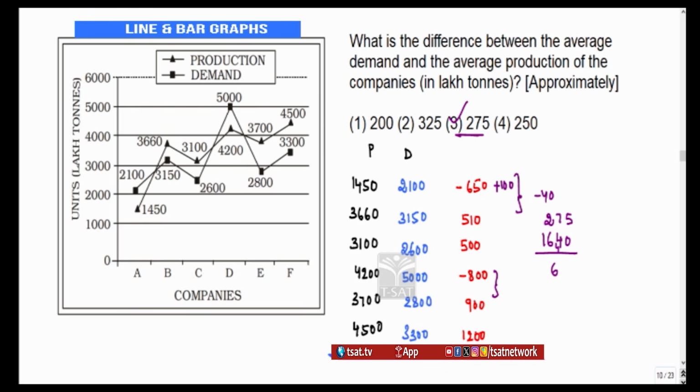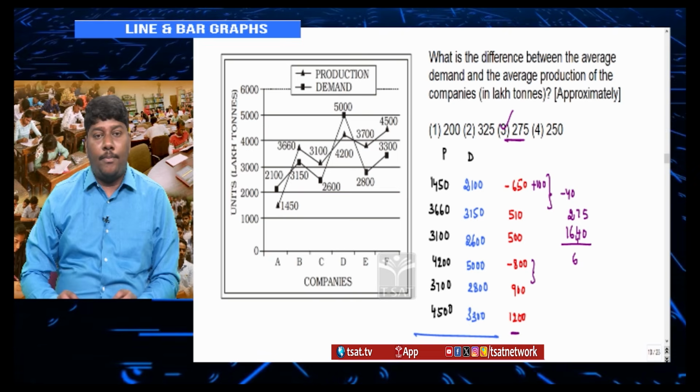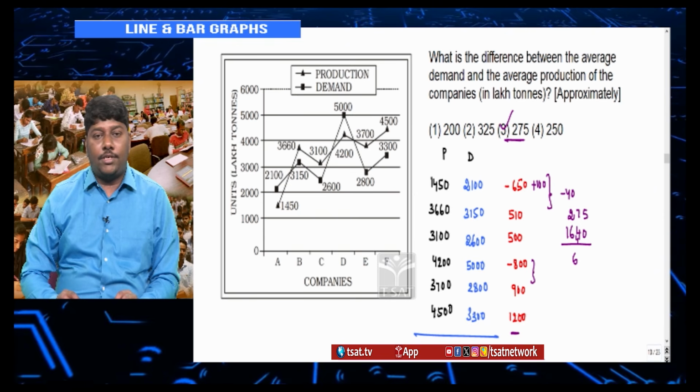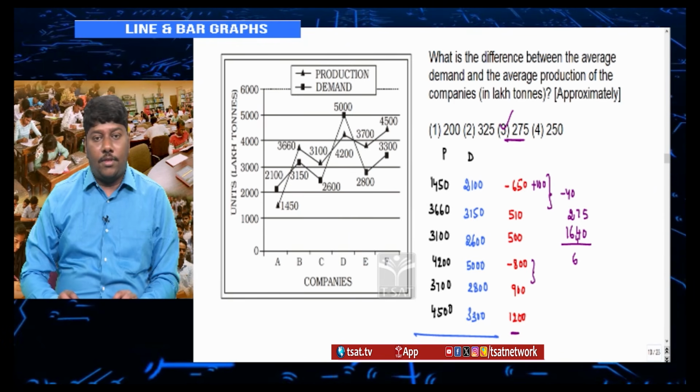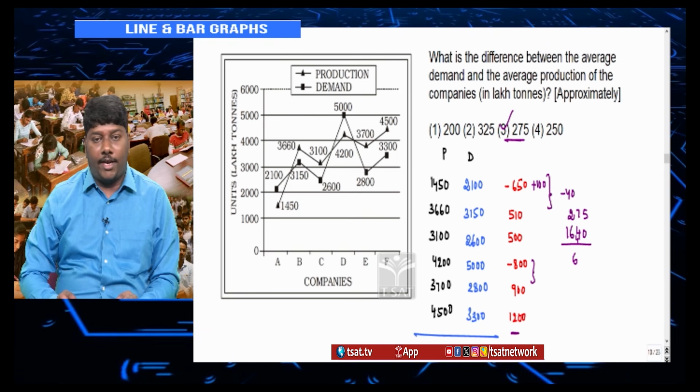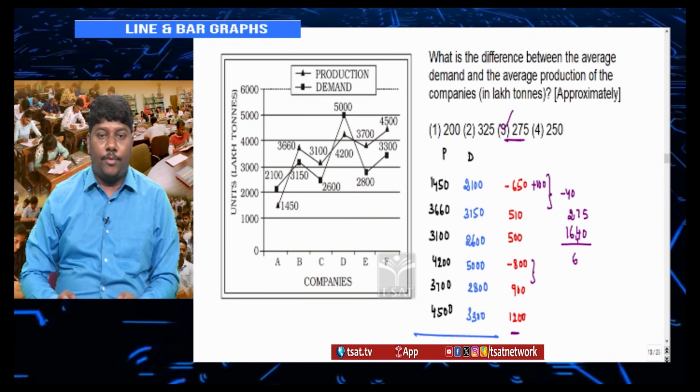On the graph also you can find out the differences. In order to make it clear, I have written the values, but it is up to you to find out the differences, but make sure that you give positive and negative signs. See, when production is more than the demand, you are getting a positive sign. When production is less than the demand, then you are getting a negative sign. When demand is more, you are getting a negative sign. When production is more, you are getting a positive sign.